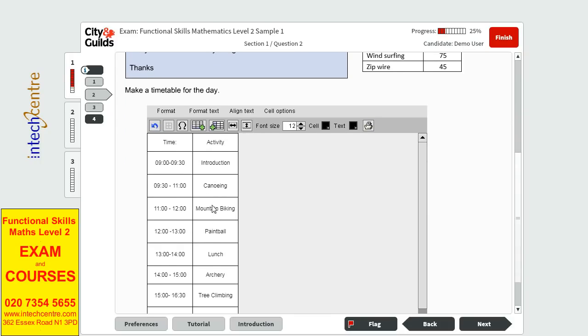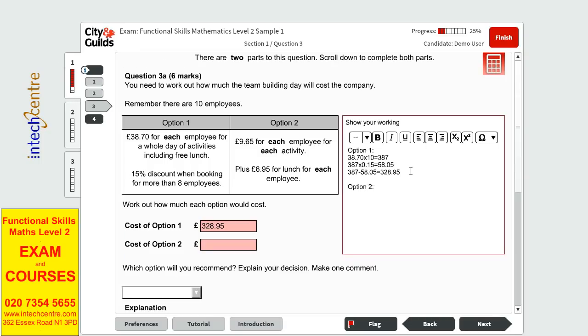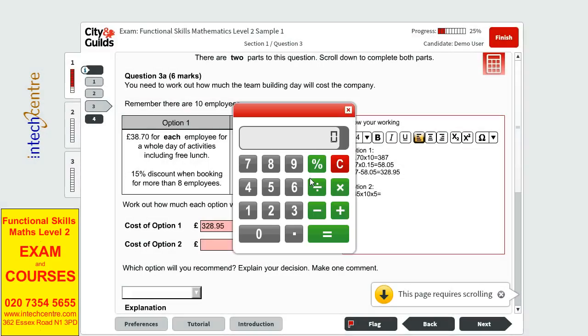So we have 1, 2, 3, 4, 5 activities that these 10 people will be doing. So we will have £9.65 times 10 people times their 5 activities. So we can do 9.65 on the calculator times 10 and then times 5, and we get a total of 482.5.